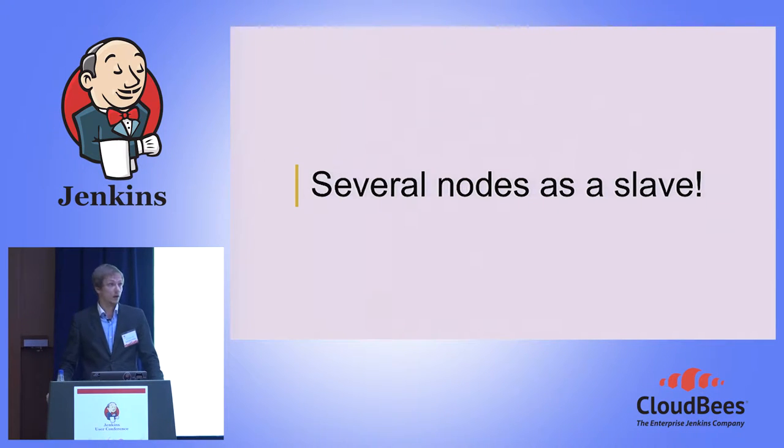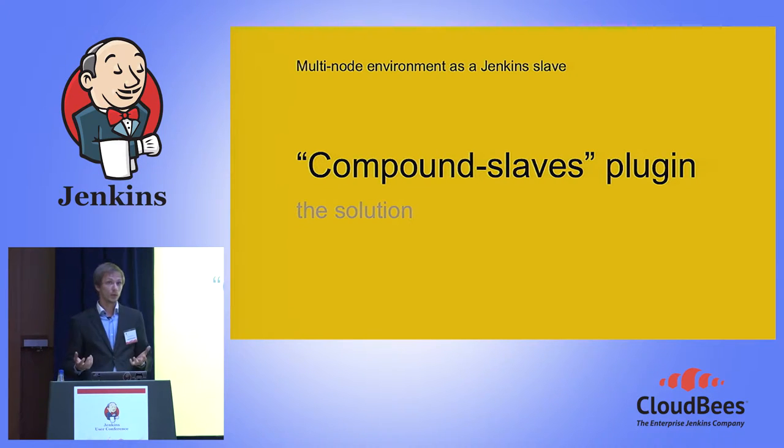So the final idea that emerged to us was: why not allow a slave to really consist of several nodes? Because in this case everything is easy. Jenkins already has all handling algorithms, all management software and all management UI which applies to slaves, and we just will implement another layer which will be called a compound slave, and which will consist of just several nodes. So this is the final idea which we took, and we've developed this plugin. So today I'm going to tell you about this.